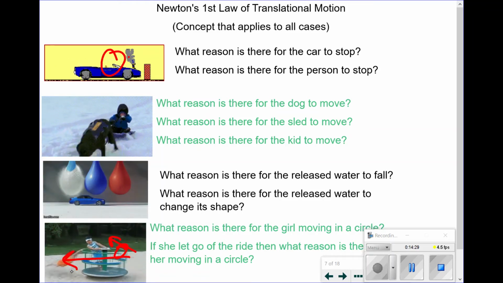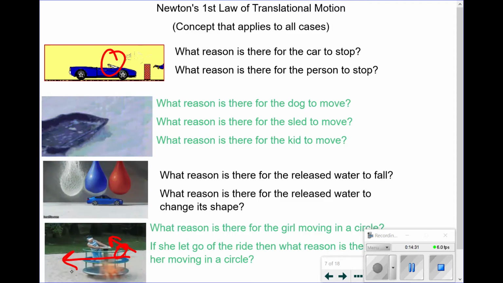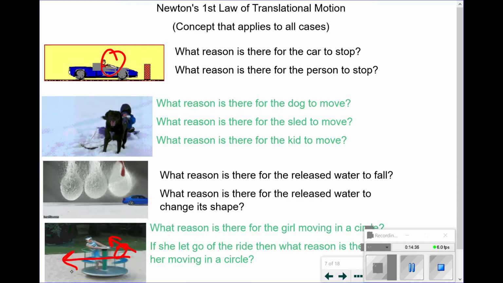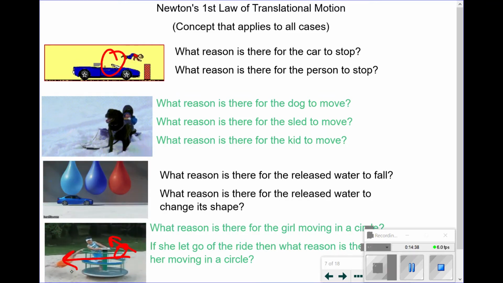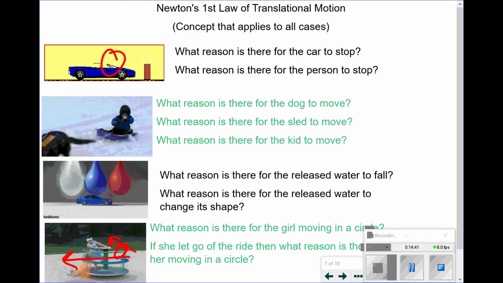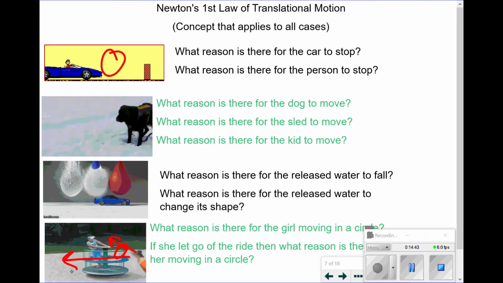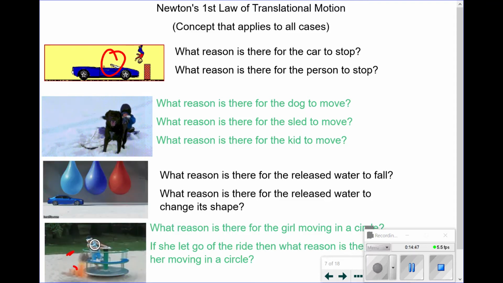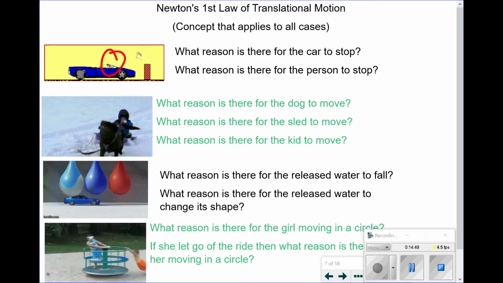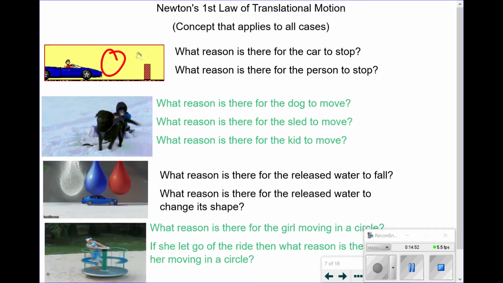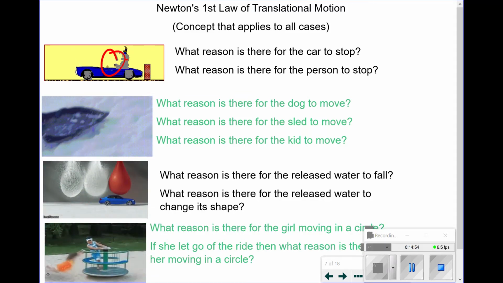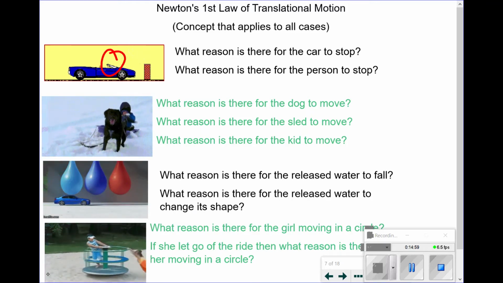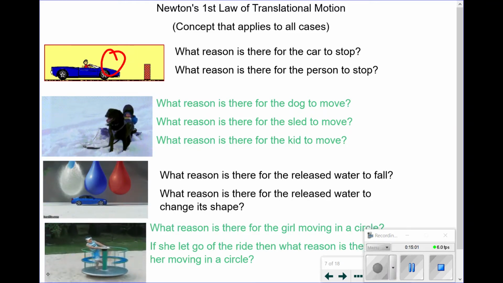And that's because her inertia tells her to move in a straight line. The only reason she is changing direction is because there's an external force of the ride. We call that the centripetal force. Now, as far as the ride is concerned, it thinks the girl is pulling the ride out. That's the reaction force that the girl's body exerts on the ride for trying to pull her in. The ride pulls her in, her body pulls the ride out.